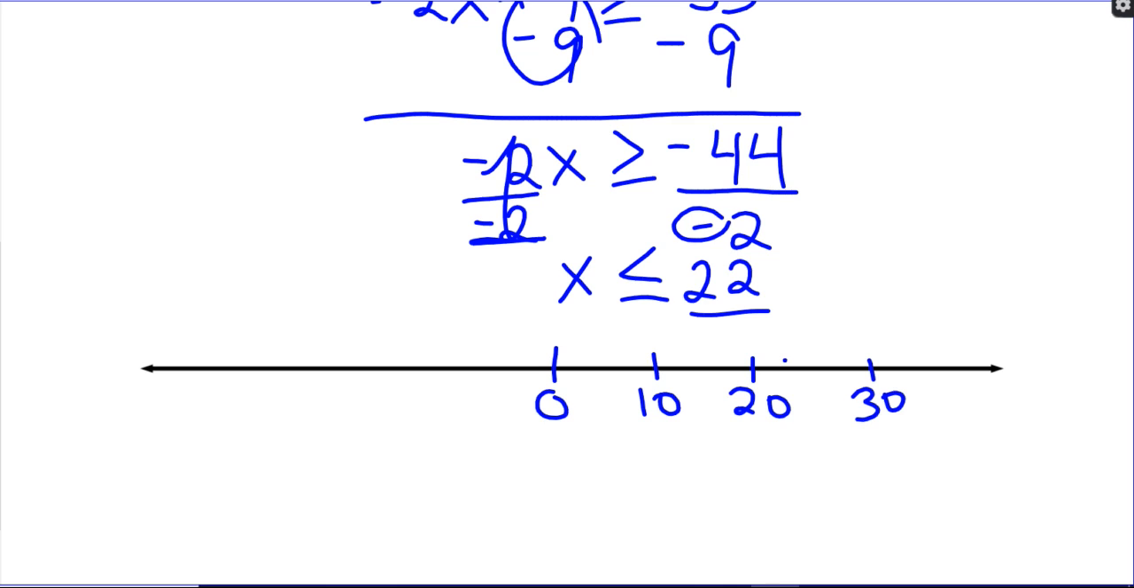Between 20 and 30, closer to 20, I would say that's around 22. I'll put a circle right there. Then I have to check, should I fill in the circle or not? Because the symbol says less than or equal to, it means I want to include 22 itself. So I'm going to fill in that circle.